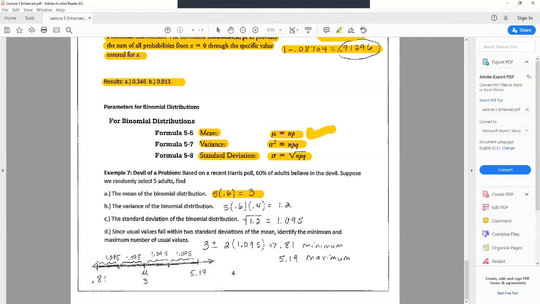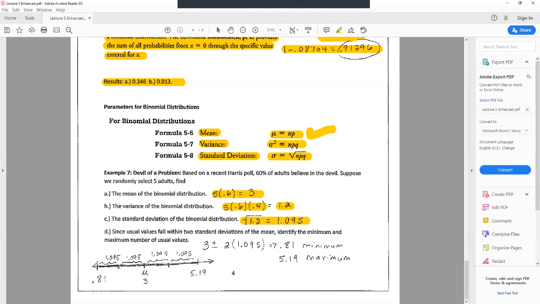Part B, what is the variance of the binomial distribution? Well, the variance is going to be n times p times q. Remember, q is the opposite of p. It's going to be 1 minus p. So 1 minus 0.6 is 0.4. Multiply those together and you get 1.2. And of course, if you take the square root of 1.2, that would give you 1.095. That would be your variance. I'm sorry, that would be your standard deviation.